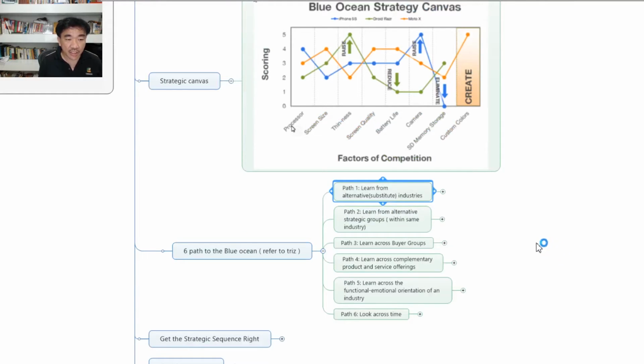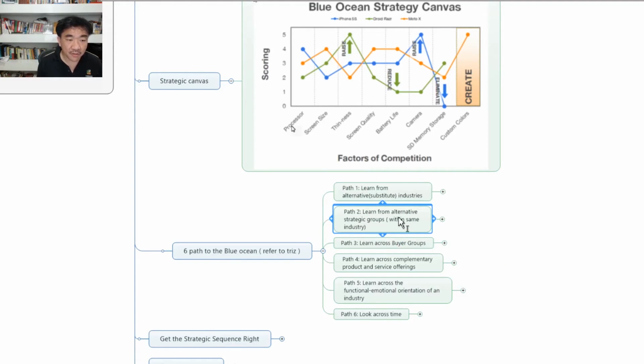It's saying that you need to learn from alternative or substitute industries. For example, if you are a school, maybe you learn from the distance learning school. If you are an international school, you learn from the tutorial school, which is totally from a different industry. They can be a substitute, but they're in a different industry.